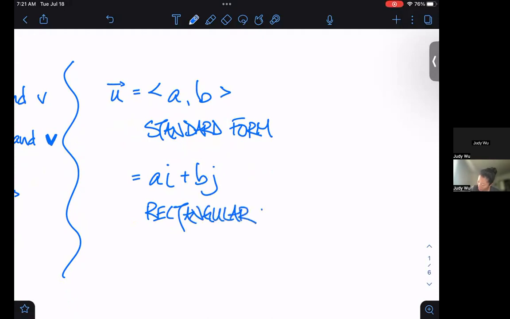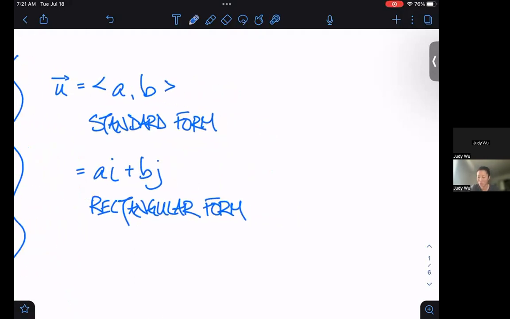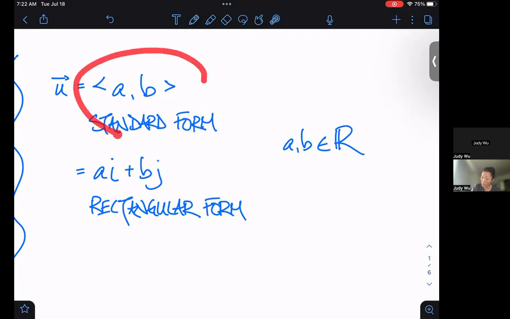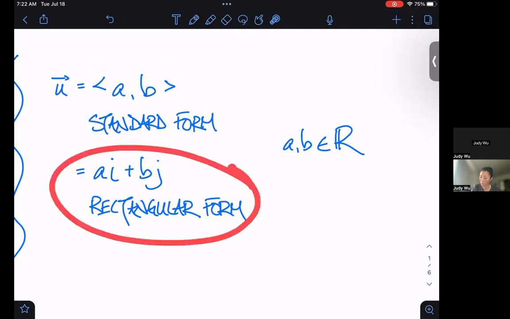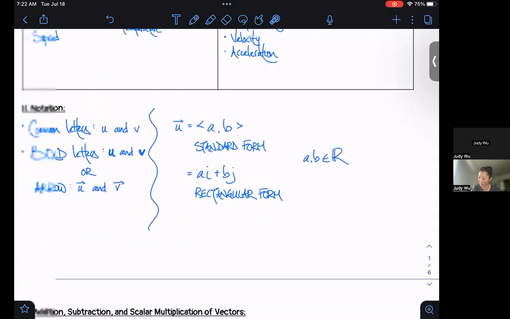So if you see these brackets, we call that standard form, but if you see the i and the j, that's going to be referred to as rectangular form. And since we've been working on learning this fancier notation, we can also say that a and b must be in, and instead of using Z for integers, we're going to use an R for real numbers. So we have a and b are real numbers, and then our standard form with the pointy brackets or rectangular form with the i and j.